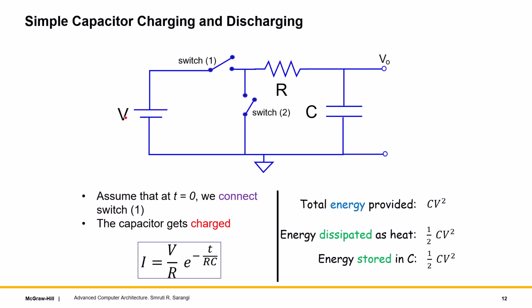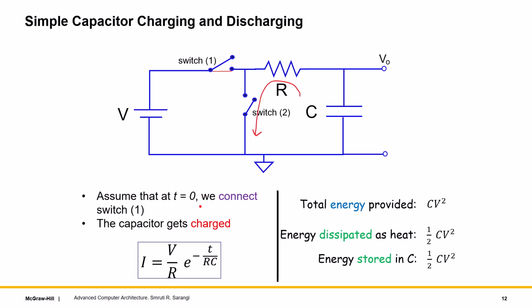So let us now look at a basic circuit that has a capacitor. It has a resistor and a capacitor in series. We have a voltage source. In the charging mode, switch 1 is connected and switch 2 is disconnected, so the capacitor is charging. In the discharging mode, switch 1 is disconnected and switch 2 is connected. So then the current discharges like this.